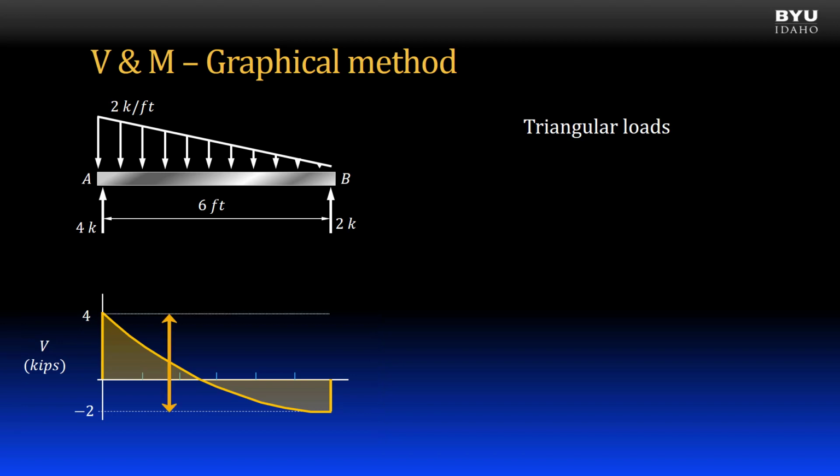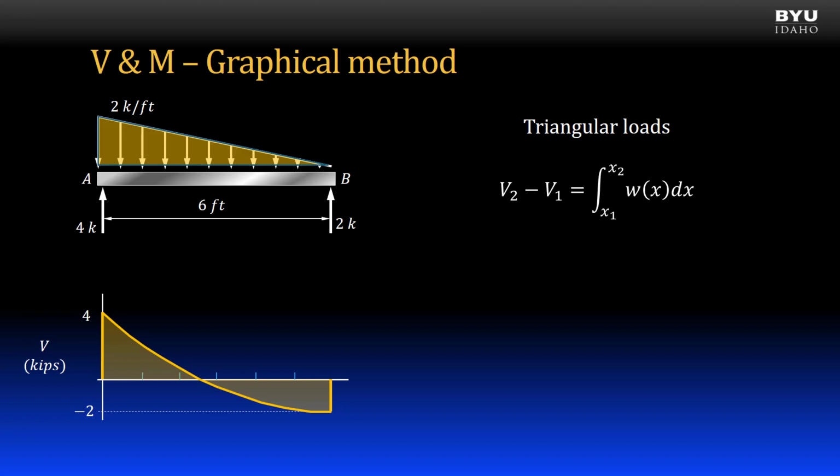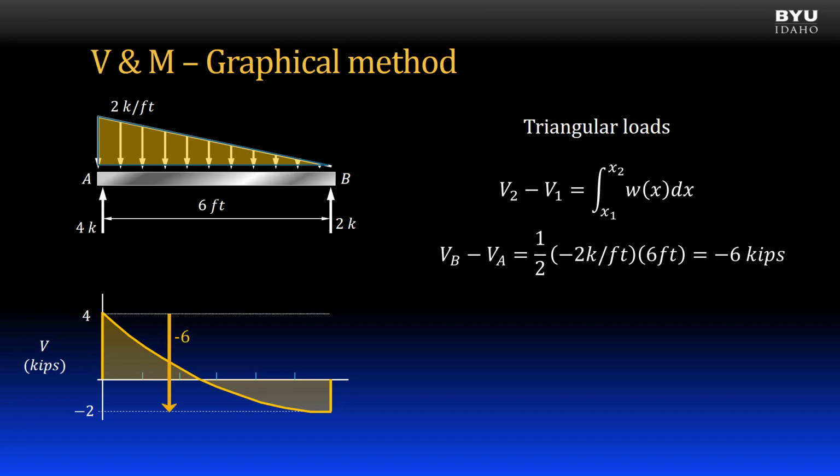We find the change in shear from points A to B using the rule that the change in shear is equal to the integral of the distributed load. Here, the area under the load is a triangle. So the change in shear is equal to 1/2 times the height, negative 2, times the length, 6. We get negative 6 kips. So the shear diagram goes from positive 4 on the left to negative 2 on the right.